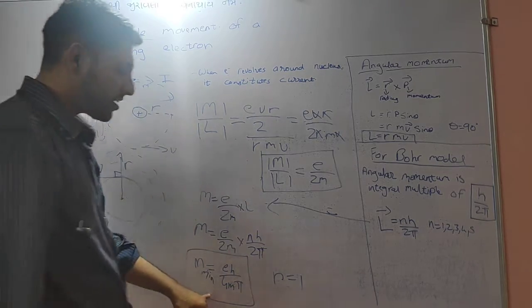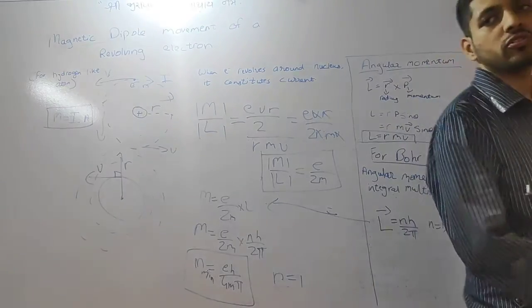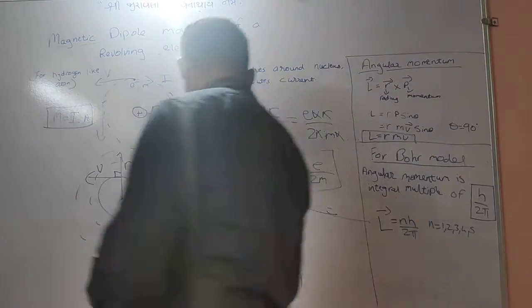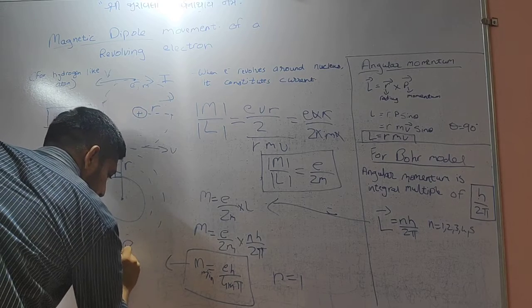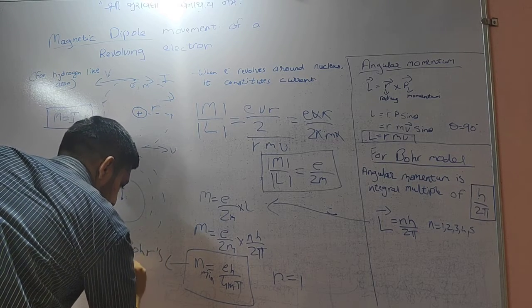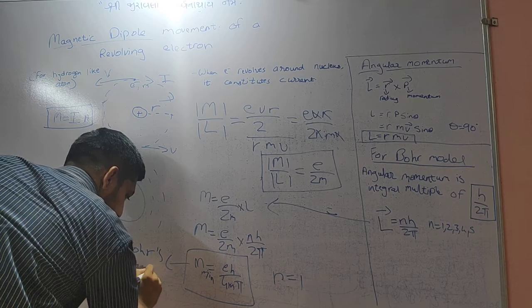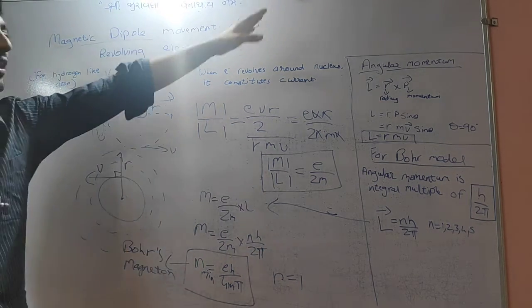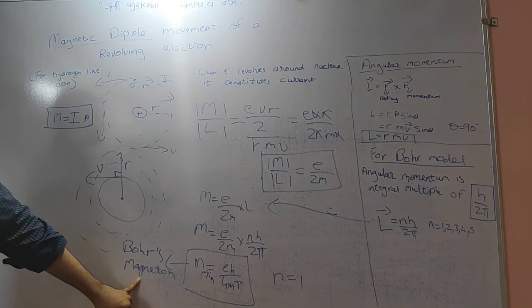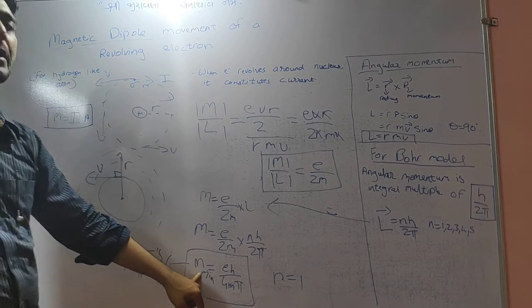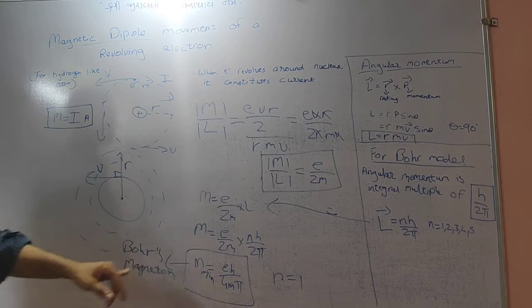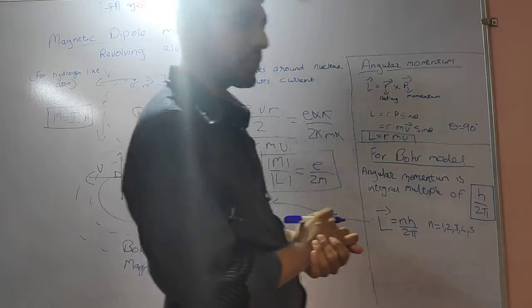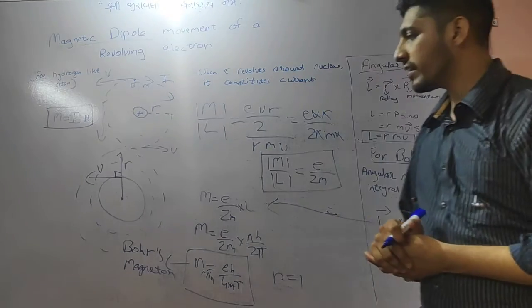What is this expression known as? This expression is known as Bohr's magneton. We have done the angular momentum just to find what is Bohr's magneton, or the minimum magnetic moment, or minimum magnetic dipole moment for an electron to move in the system. I hope this much portion is very clear to you.